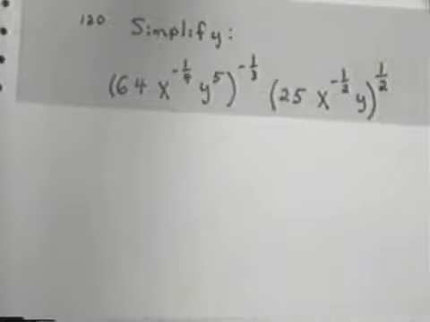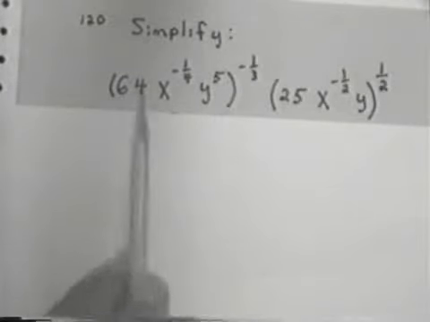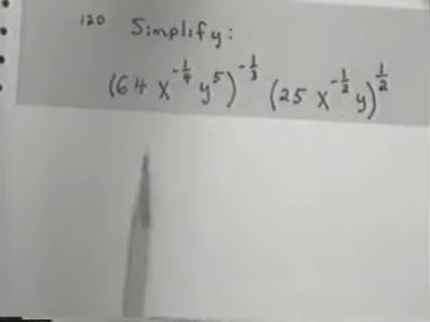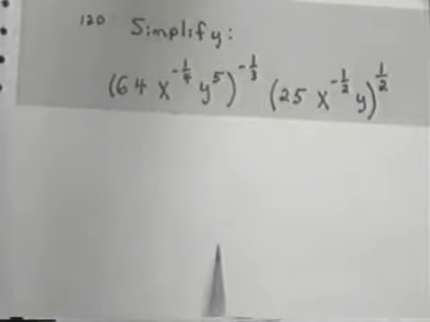I'm going to give you some examples that get fairly complicated. Let's simplify: 64 x to the negative 1/4 y to the 5th, all raised to the negative 1/3 power, times 25 x to the negative 1/2 y raised to the 1/2 power.